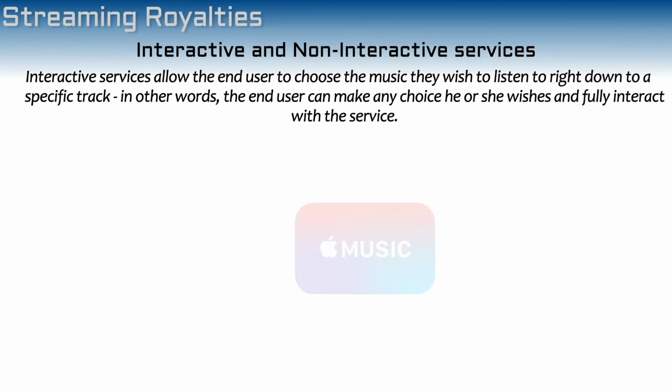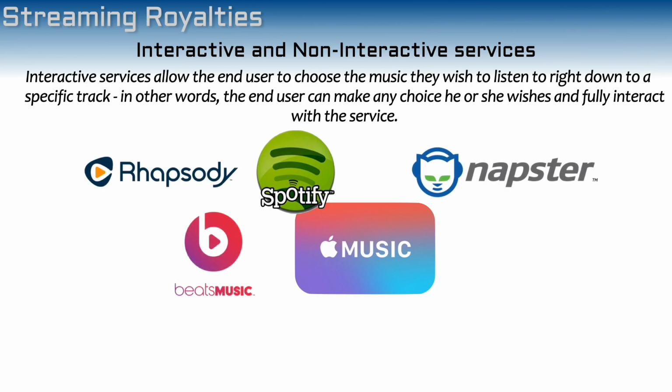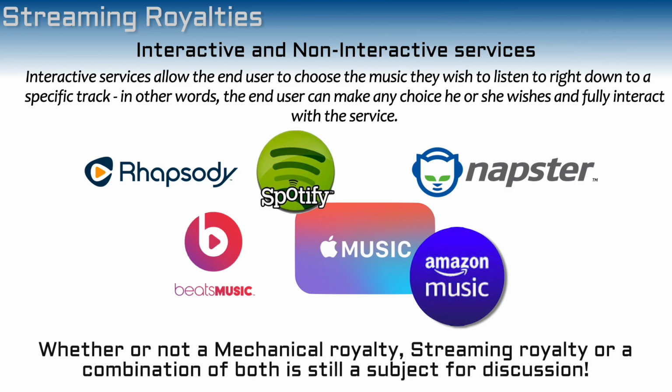Interactive services allow the end user to choose the music they wish to listen to, right down to a specific track. In other words, the end user can make any choice he or she wishes and fully interact with the service. Whether or not this is a mechanical royalty, a streaming royalty, or a combination of both, well, it's still a subject for discussion.